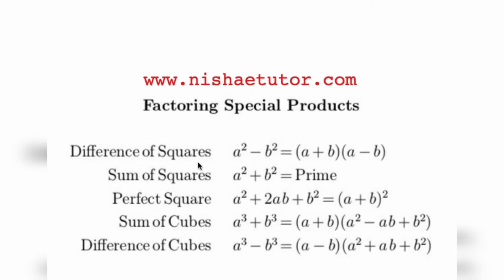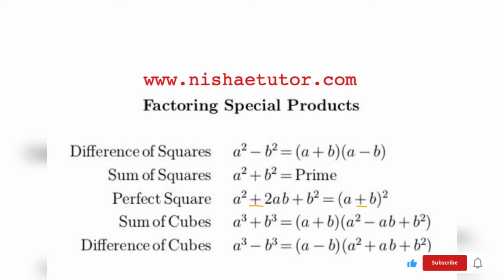So here, difference of squares is this one, and if it is a sum of squares we can just write prime because we can't factorize. Perfect squares: a square plus 2ab plus b square, if we have it in this form, we can write (a plus b) whole square. If it is a square minus 2ab plus b square, then it is (a minus b) whole square. And sum of cubes is this, and difference of cubes is this.